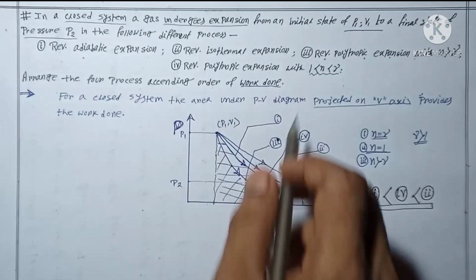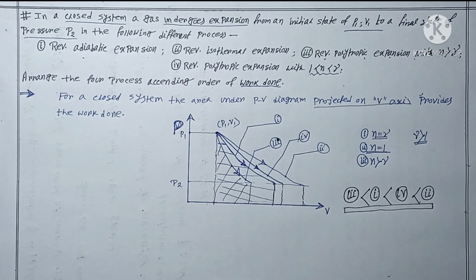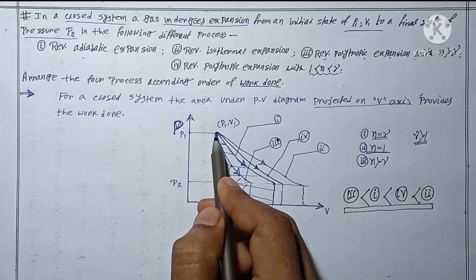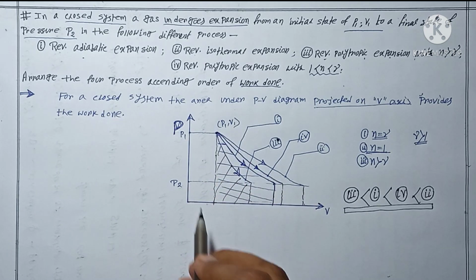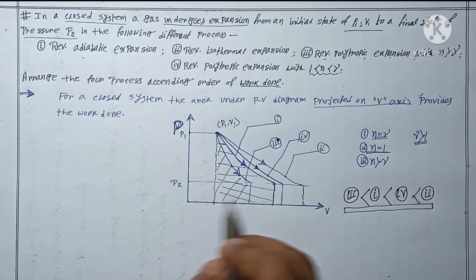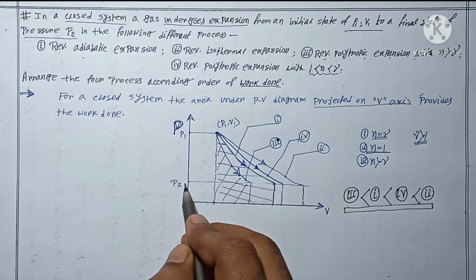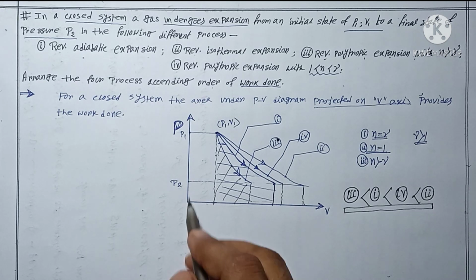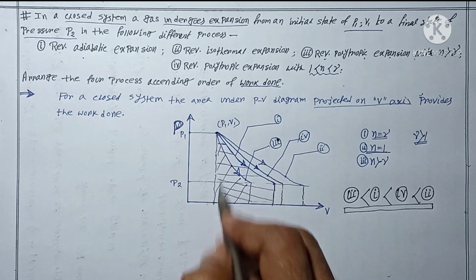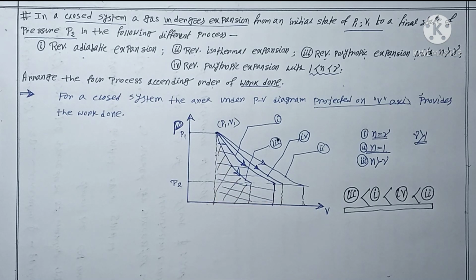If a number of processes like this are given and the question tells you to arrange them in ascending or descending order, based on their state 1 and state 2 you can easily arrange them. First you have to represent state 1 and state 2. Basically for state 1 both pressure and volume will be given, but for state 2 either pressure or volume will be given. In this question pressure is given, so I take a line of constant pressure P2. In the next video I will solve another question where state 2 represents a constant volume line. So in this video, this one only.